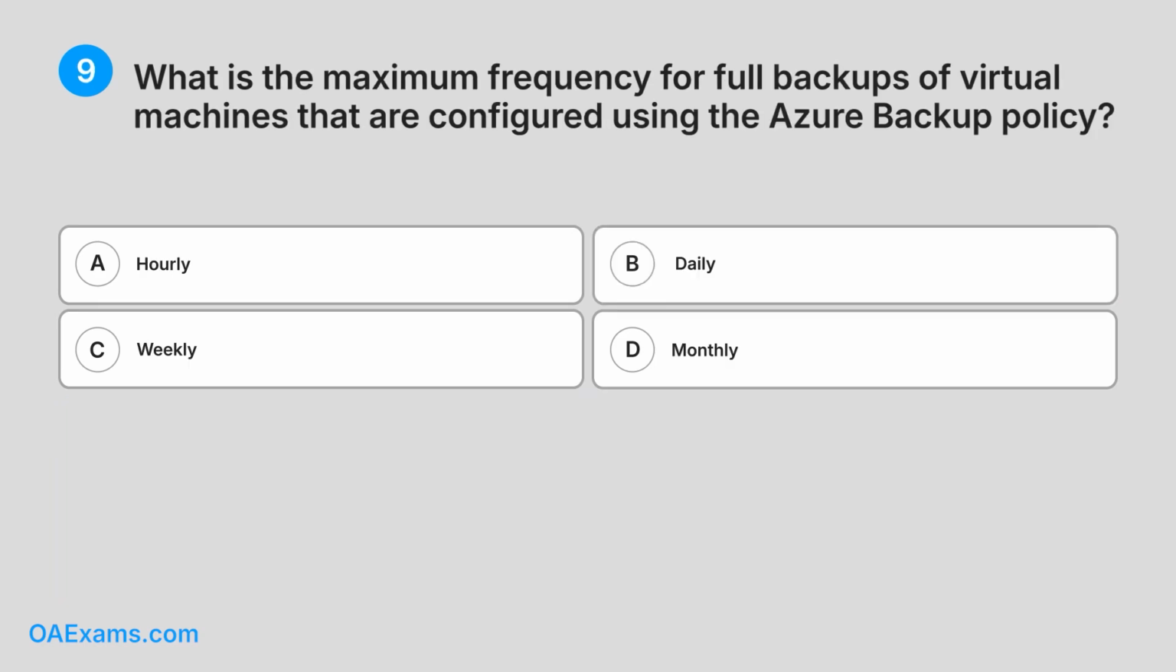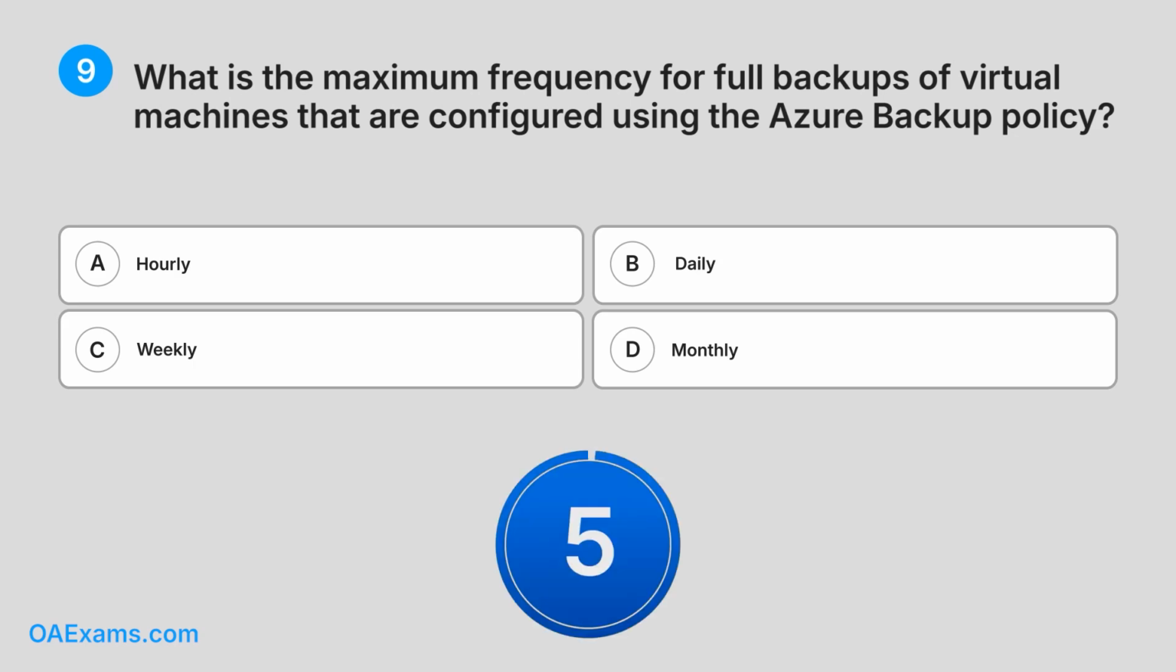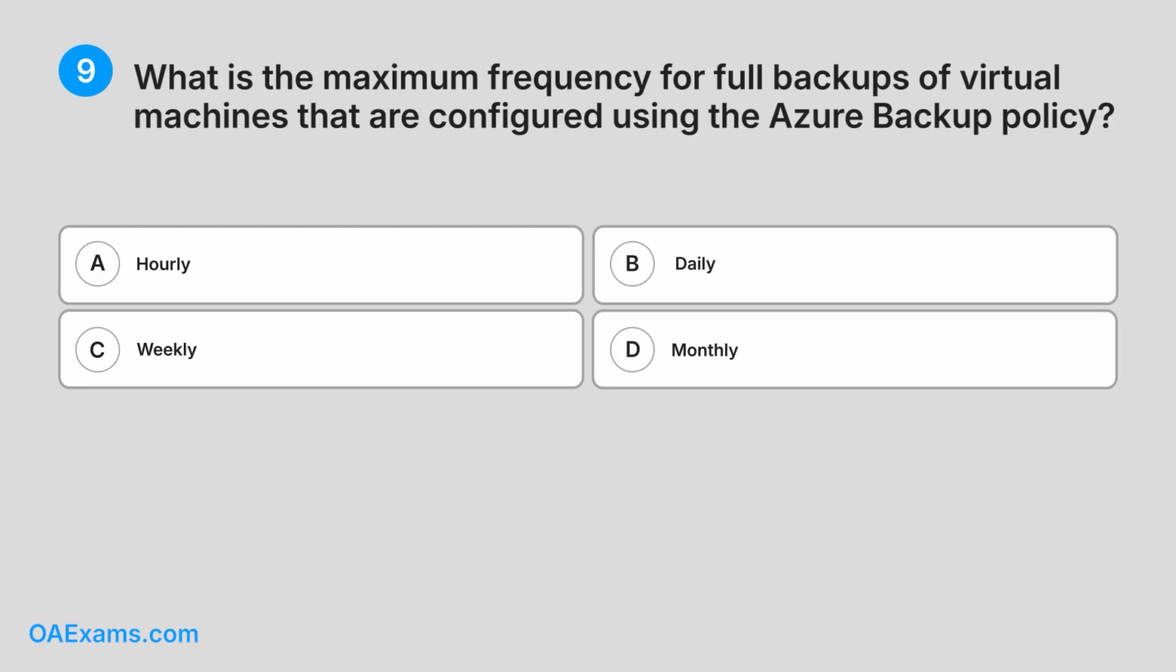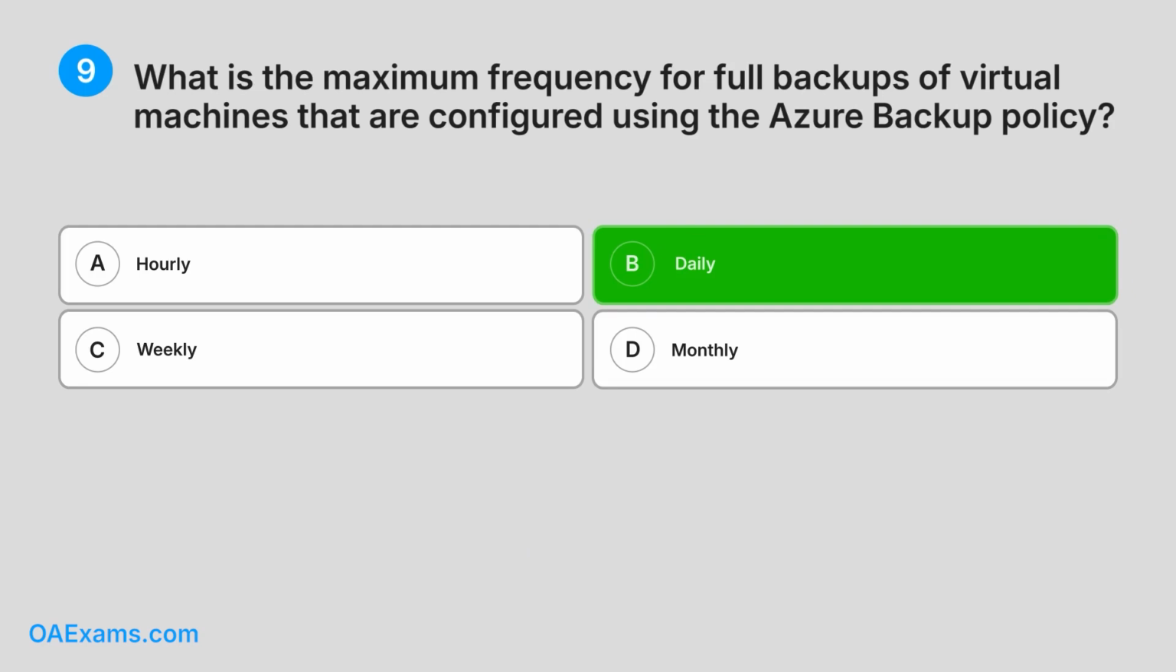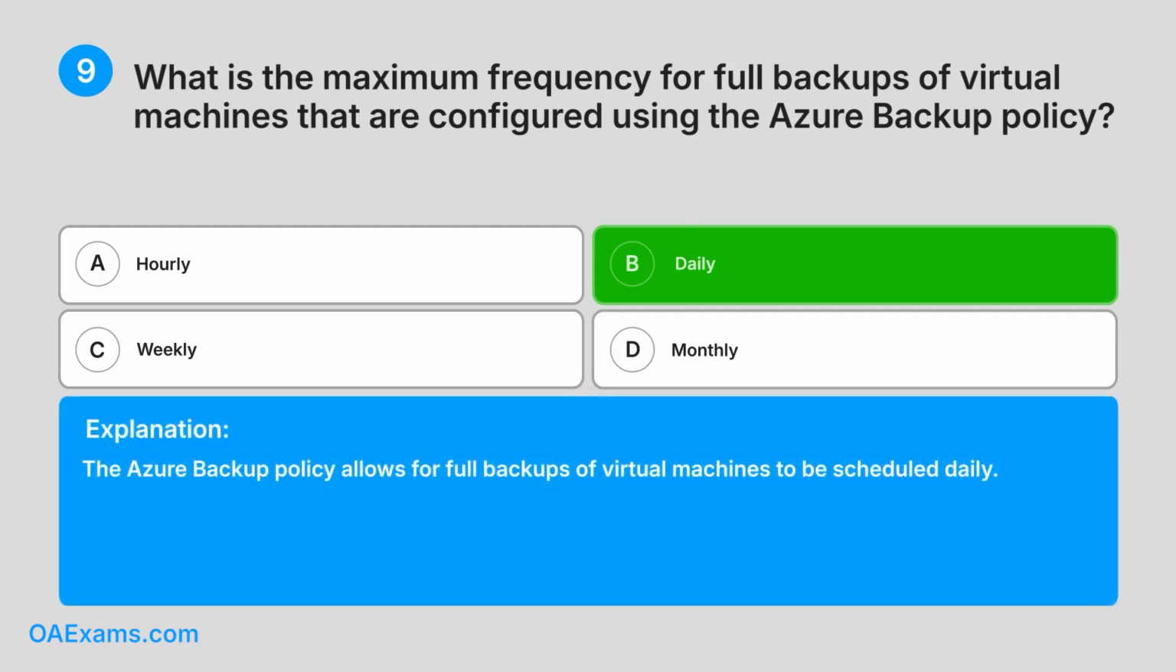9. What is the maximum frequency for full backups of virtual machines that are configured using the Azure Backup Policy? A. Hourly. B. Daily. C. Weekly. D. Monthly. Do you know the answer? Correct answer: B. Daily. Explanation: The Azure Backup Policy allows for full backups of virtual machines to be scheduled daily.